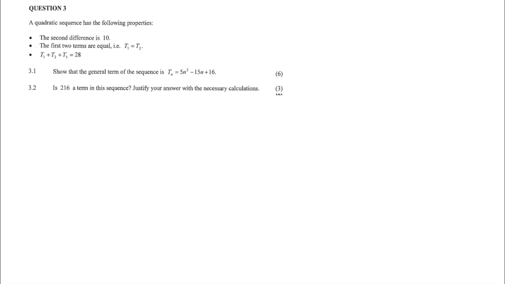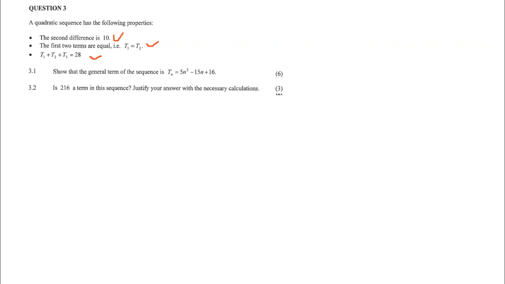When you look at this question, they give us some information. They're telling us about the second difference. They're telling us that the first two terms are equal. Also, when we add T1, T2, and T3, we get 28. So basically, we just need to find Tn and show that it gives us the same Tn that is given.